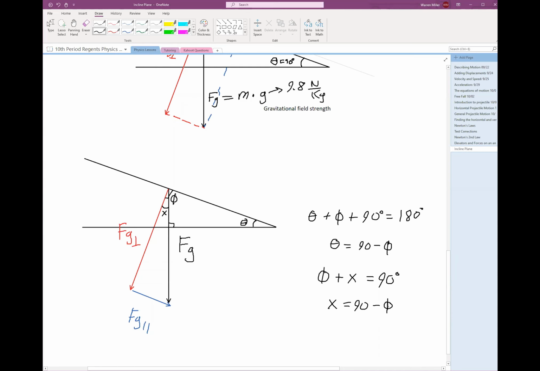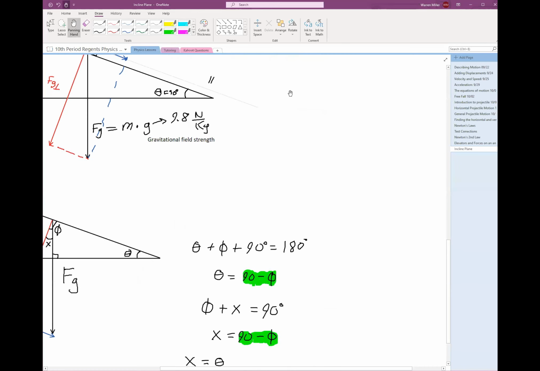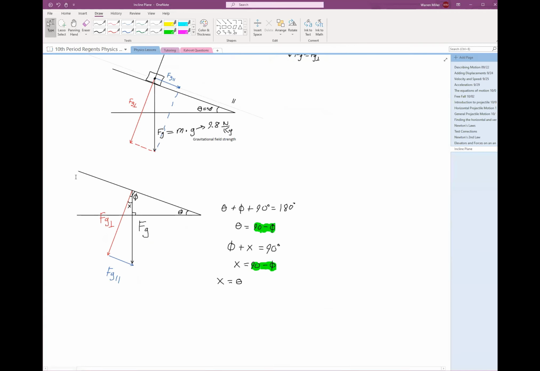So can anybody tell me what the relationship is between theta and x? Who can see it? They're the same. If theta is equal to 90 minus phi and x is 90 minus phi, since they both equal 90 minus phi, we can make a very clear proof that x is equal to theta. And this then allows us to use the incline angle to solve for the pieces of the puzzle that we need.